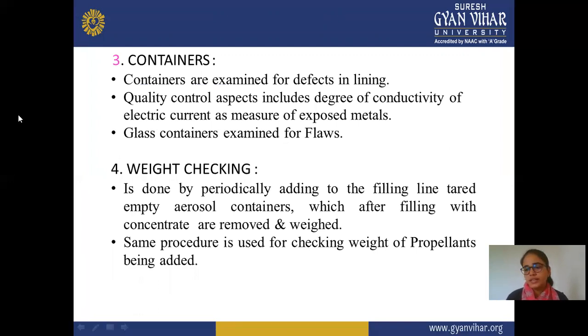Next test is for the container. A container is also required to be of good quality, free from any microbes or corrosion, and without any leakage. So the container test is also required. In the container test, containers are examined for defects in lining. There may be defects or not in that particular container in the lining. And next are quality control aspects, including degree of conductivity, how it can expel out the product, whether the quality aspect is good or not. Electric current is measured by exposed metal. And next, the glass container is examined for flaws.